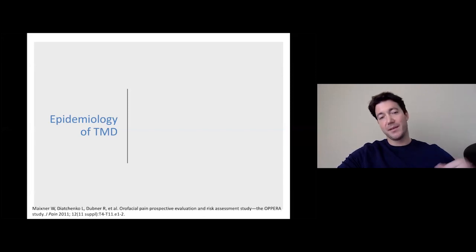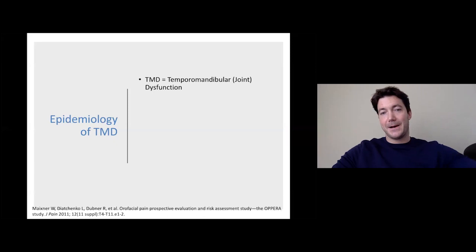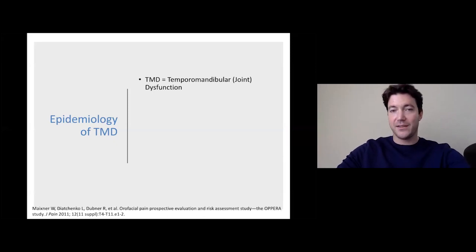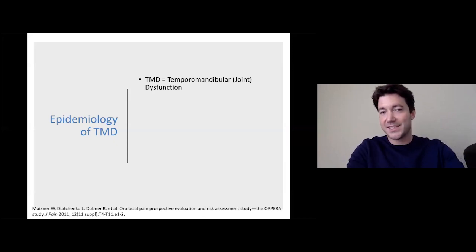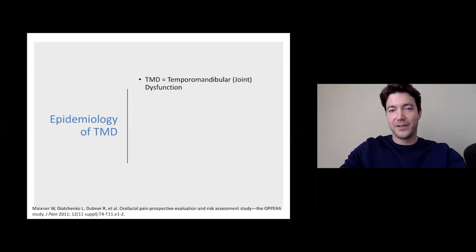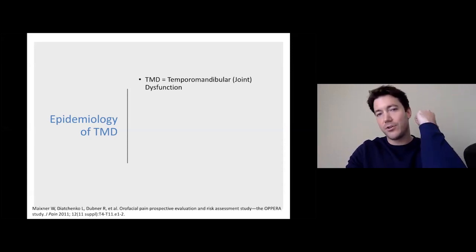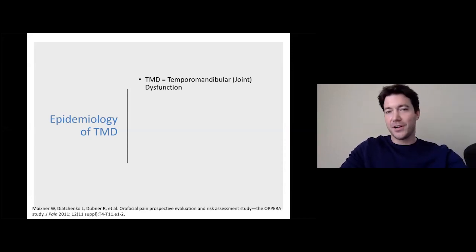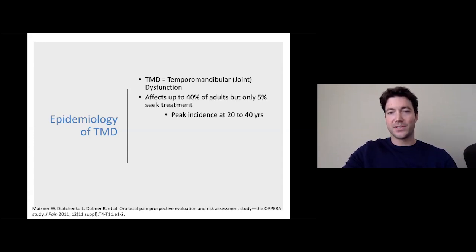So, just understanding the epidemiology of TMD. Some patients will say TMJ, temporomandibular joint. Saying I have TMJ is like saying I have elbow or I have knee. You're talking about a joint. But when they actually have pain and symptoms, that's when it becomes a dysfunction. So the correct terminology is temporomandibular dysfunction or temporomandibular joint dysfunction.